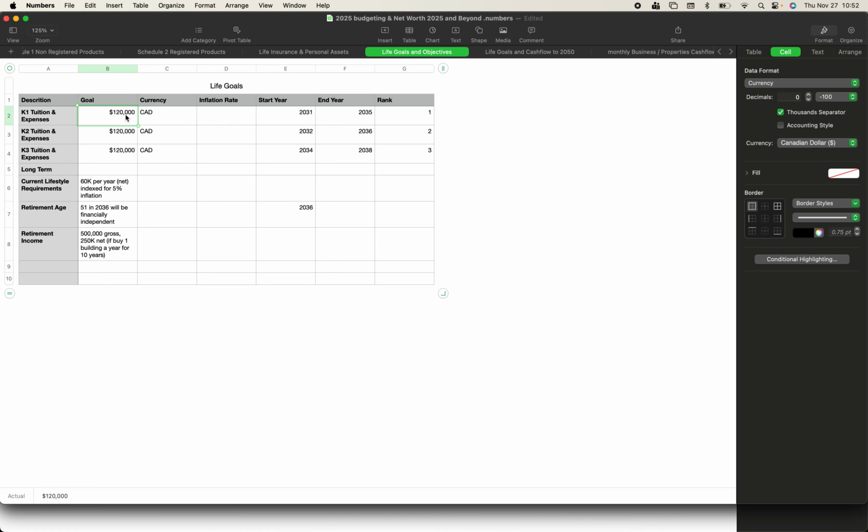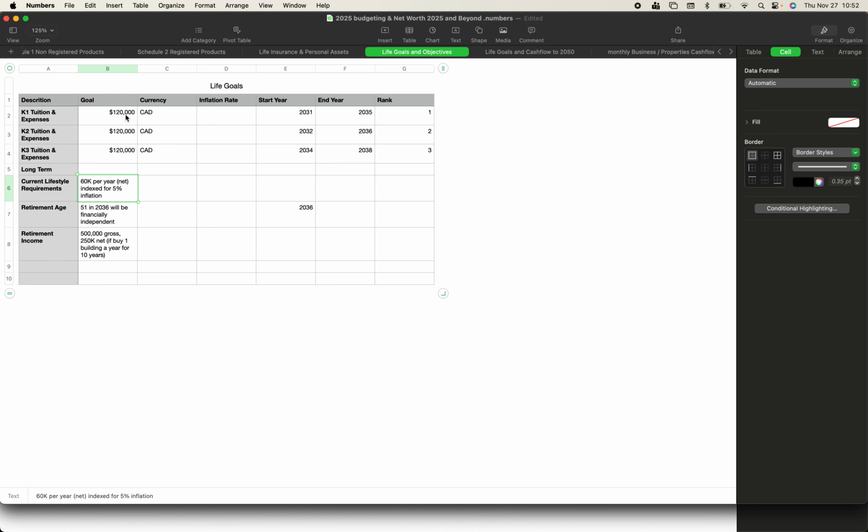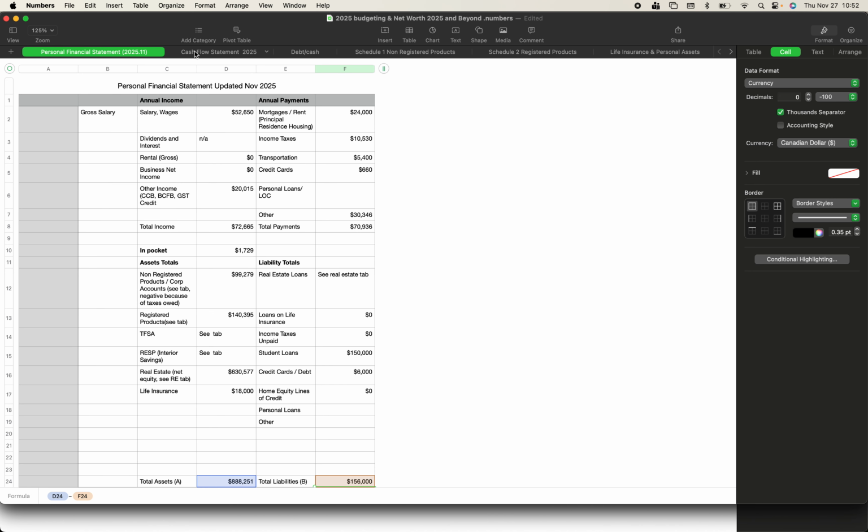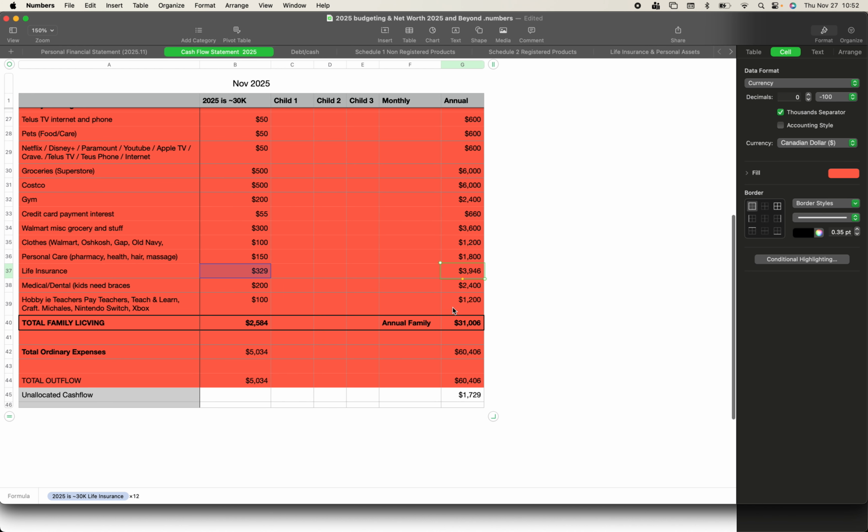So life goals. This is interesting, where you get to dream. This person wants to pay for university for their 3 children. And current lifestyle, presently spending about $60,000 a year. So that's our current lifestyle goal.